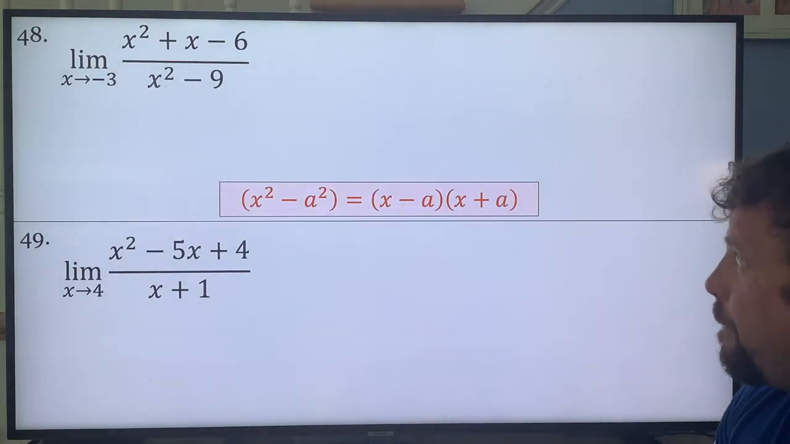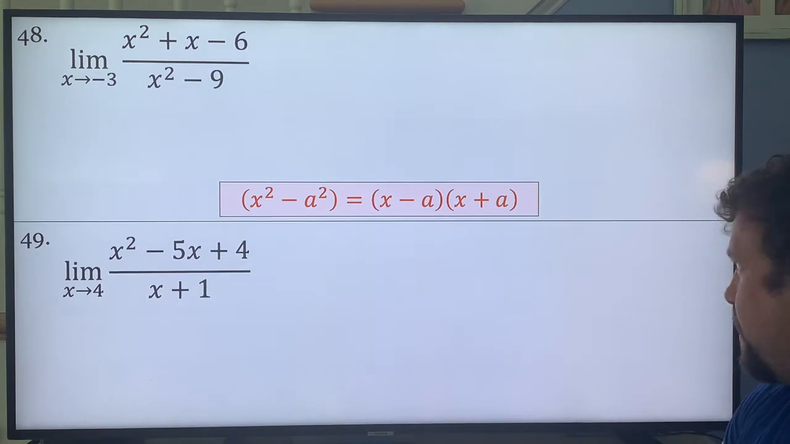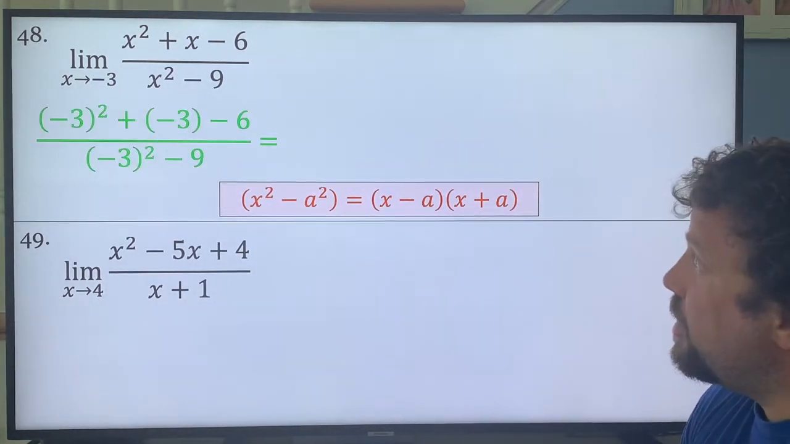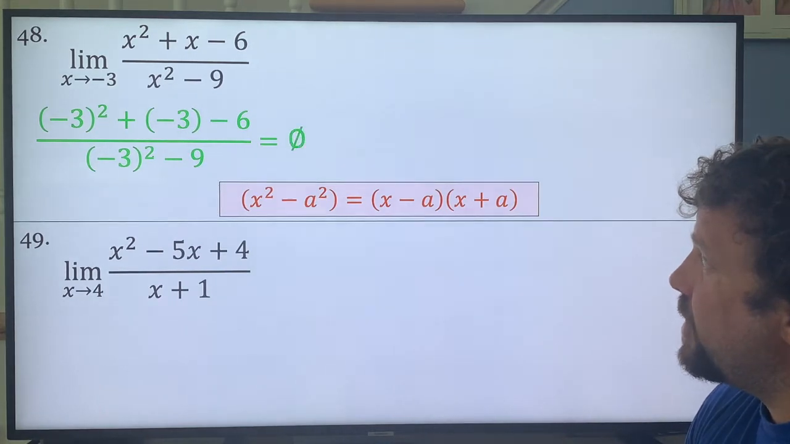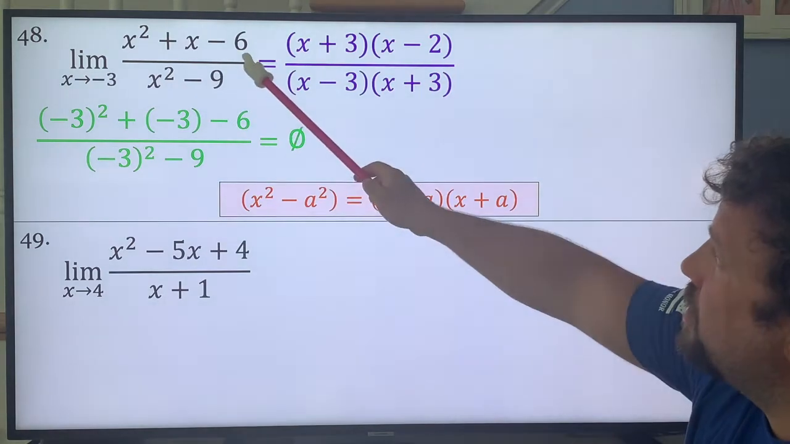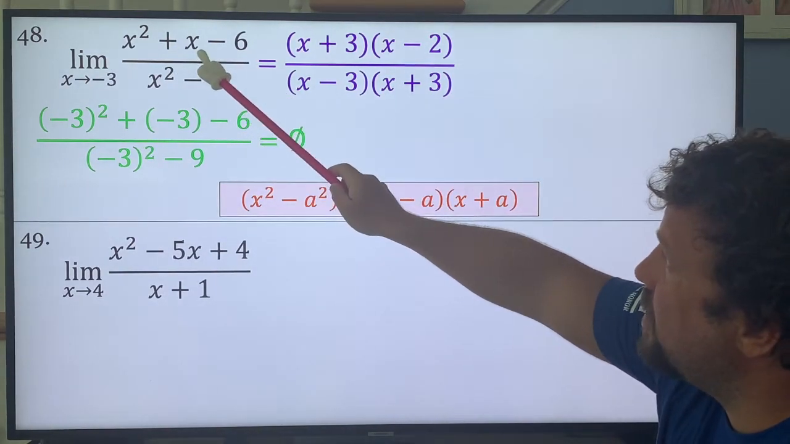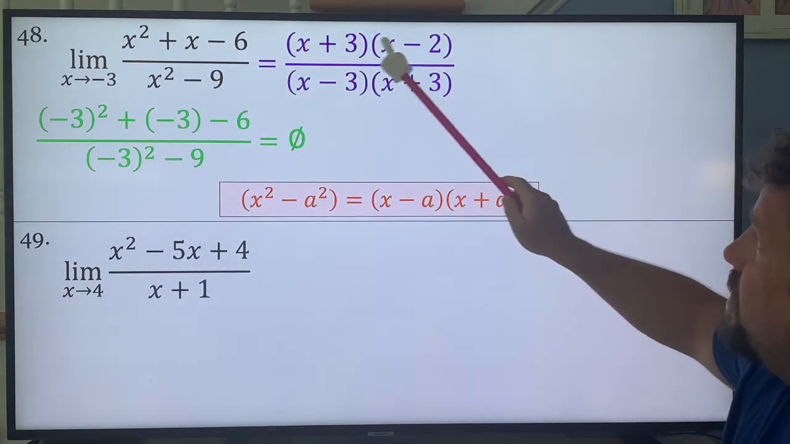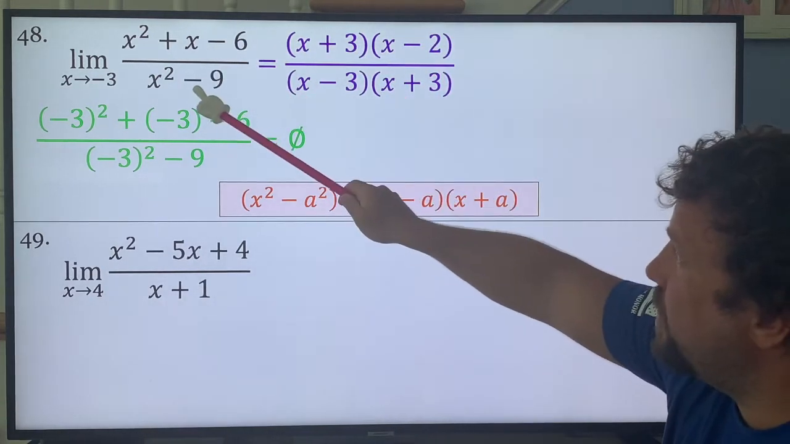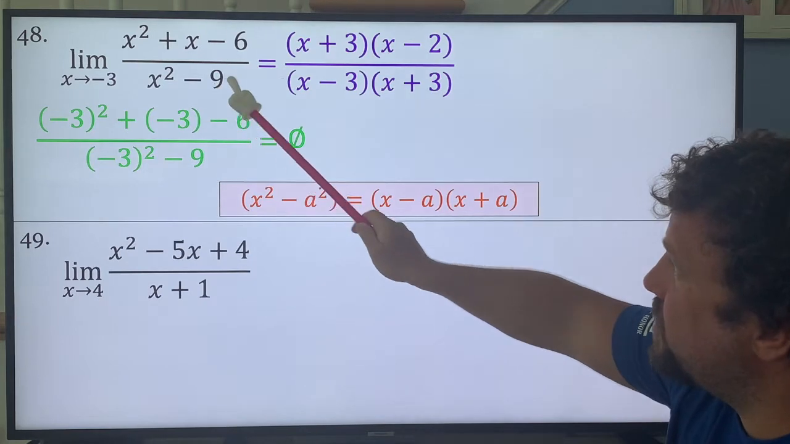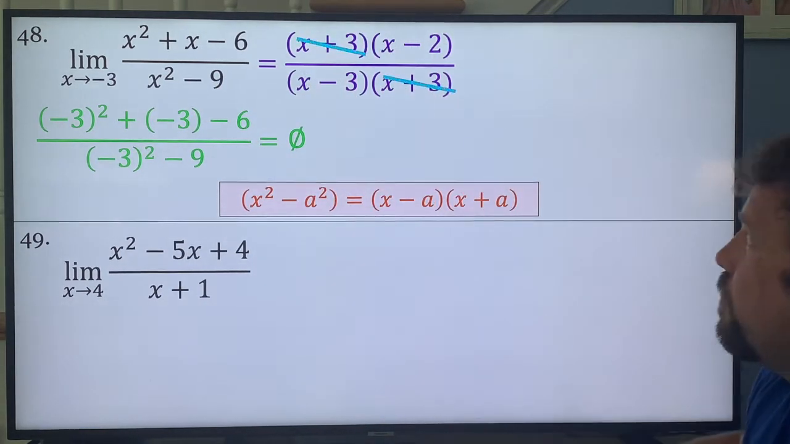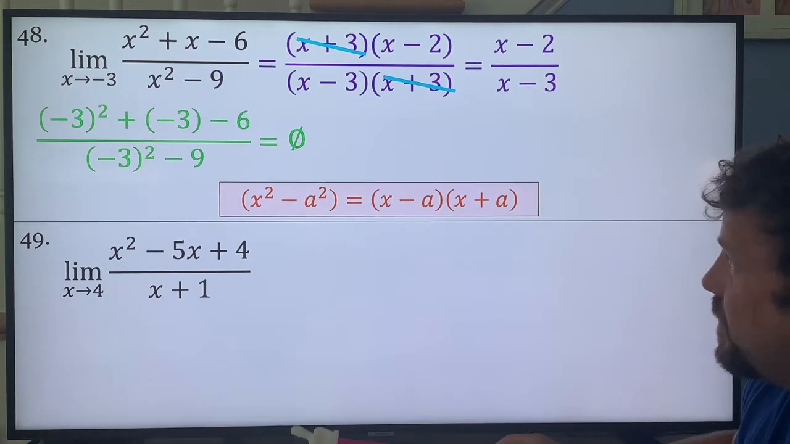So let's go to number 48 and 49. Now you're going to go to factoring. First thing you do is plug in negative 3 over an answer, you get undefined. Factor the top. Negative positive means the answers are different. Positive means the bigger number. 3 times negative 2 is negative 6, right? 3 minus 2 is 1. Right here, square root of 9 is 3, (x minus 3)(x plus 3). Look what cancels out. You're left with x minus 2 over x minus 3.